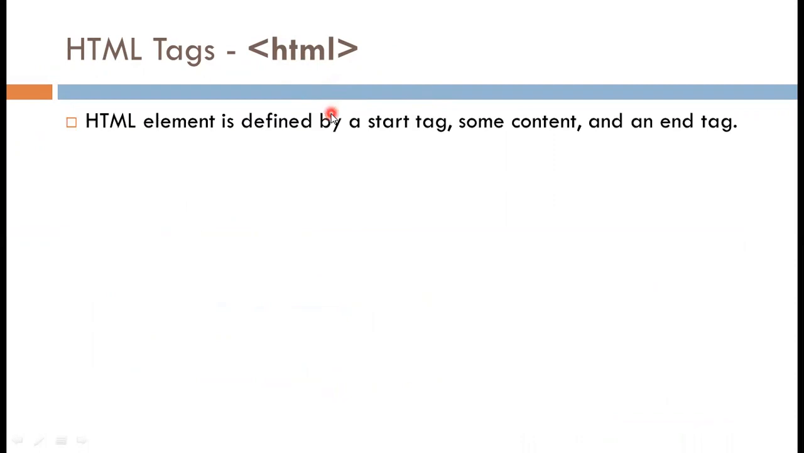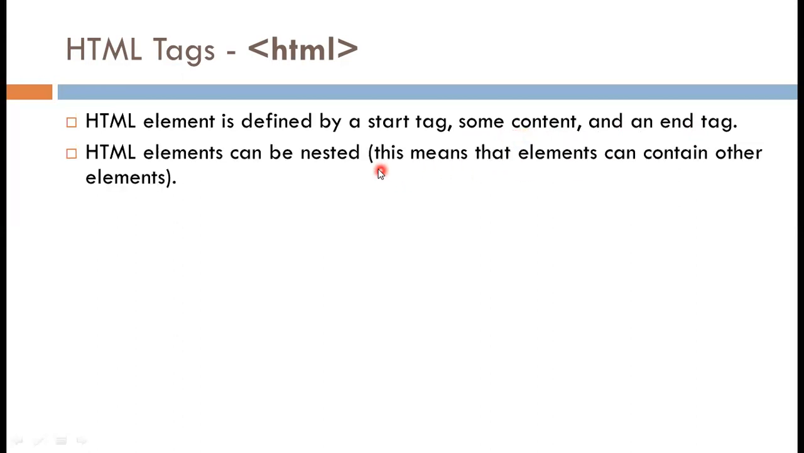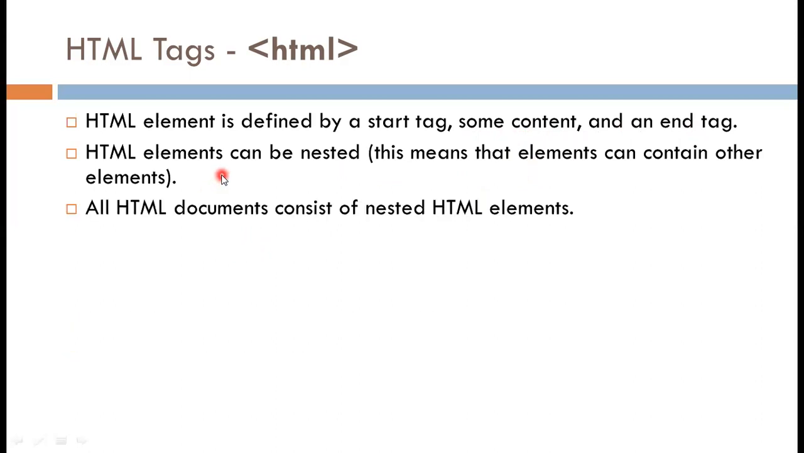Next, now start with the first tag, html. An HTML element is defined by a start tag, an end tag and between these some content is used. HTML elements can be nested. That means elements can contain other elements like head, body, etc. All HTML documents consist of nested HTML elements.